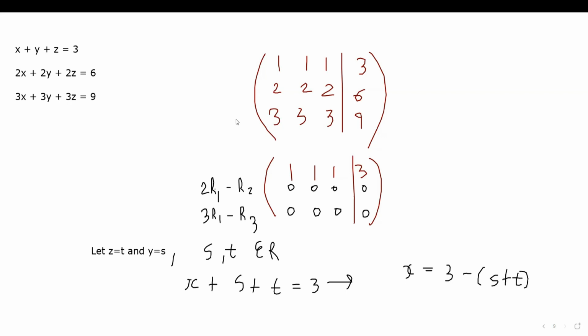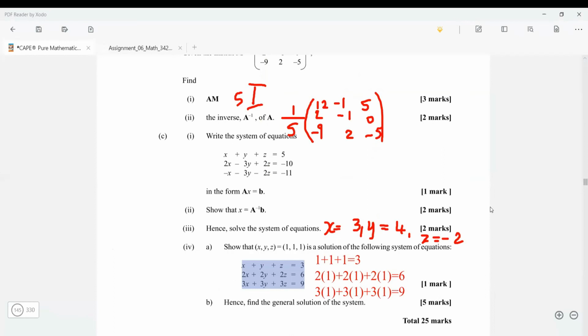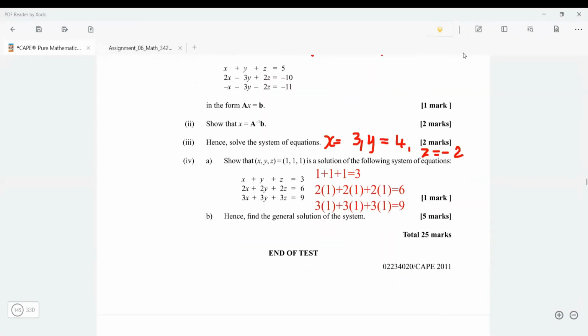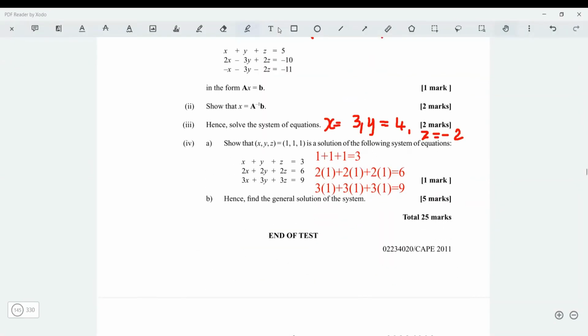All right, so we're going to write it down. Right here, you tell them x equals 3 minus in brackets s plus t, y is equal to s, and z is equal to t, something like that.